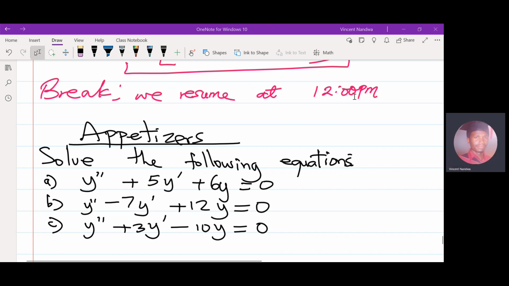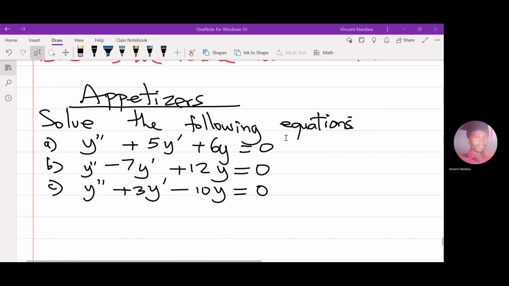Let's solve the part 3 problems. When we have y double prime plus 5y prime plus 6y equals 0, you are free to pick your independent variable to be time or to be x. Whichever you pick will be okay.